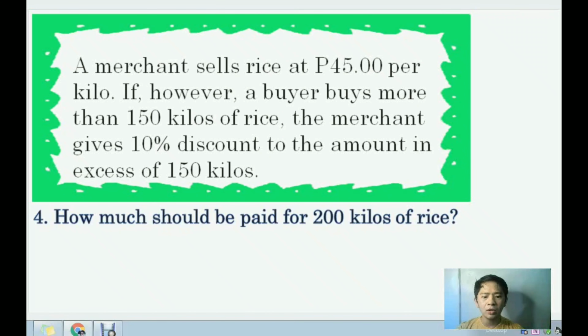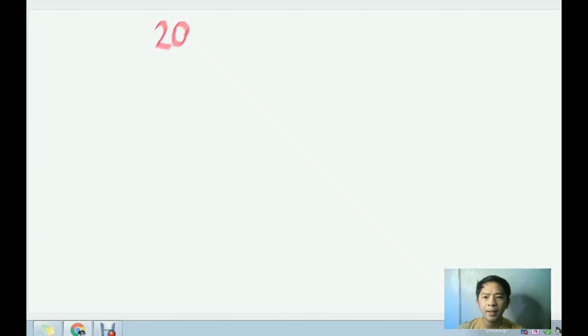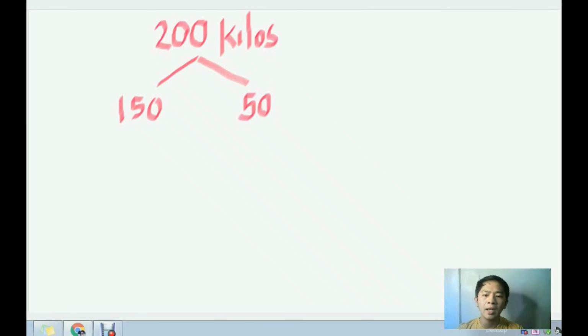Next. Same situation but then the question is how much should be paid for 200 kilos of rice? O, eto na. Kasi sobra na to sa 150, di ba? O, ilan ang sobra? 50 kilos. So, pwede natin i-break yung 200 sa 150 and 50. So, itong 150, wala siyang discount. So, multiply lang yan by 45. At yung 50, ito yung may discount.